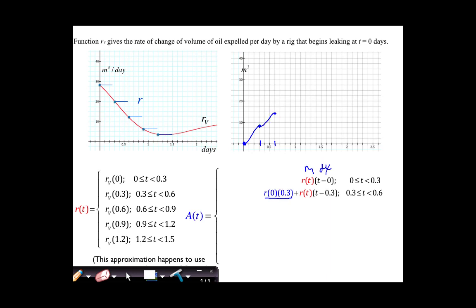I'm not very good at drawing straight lines. They all look curved.